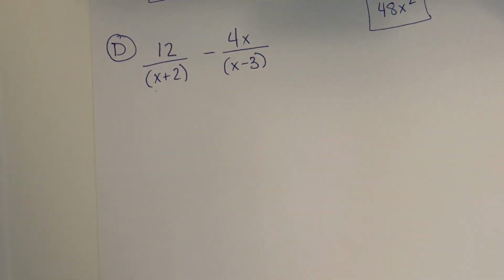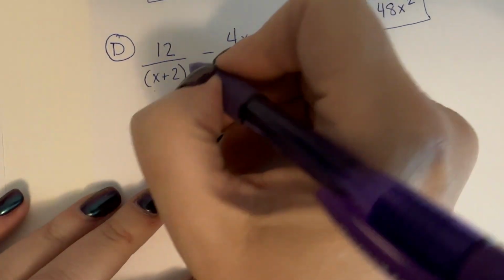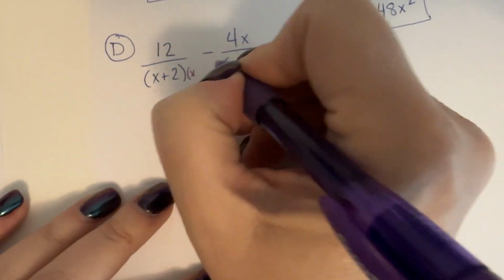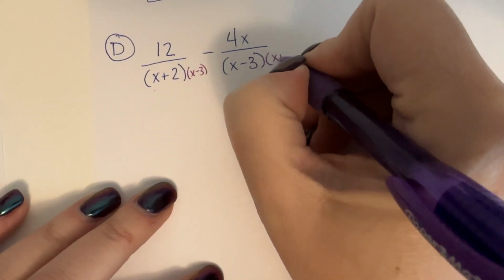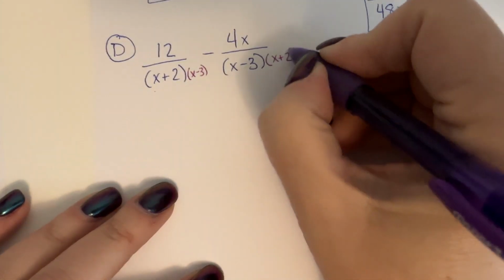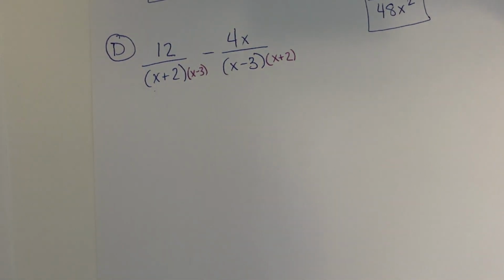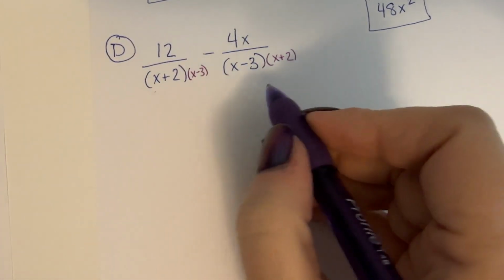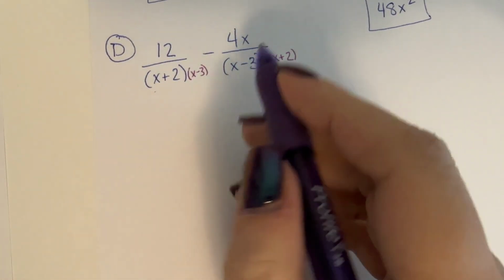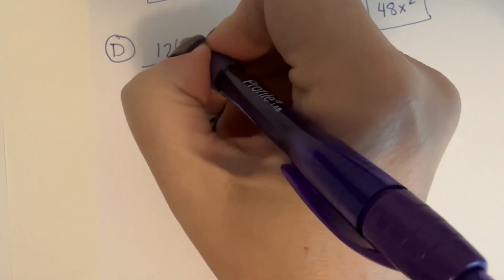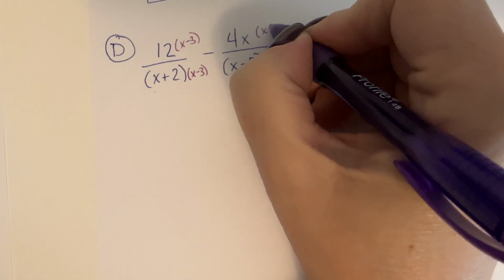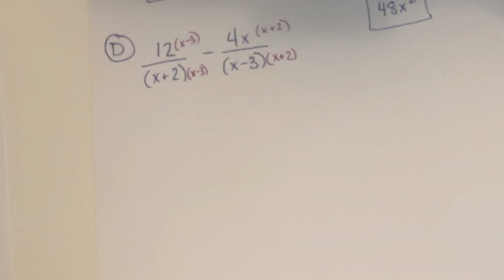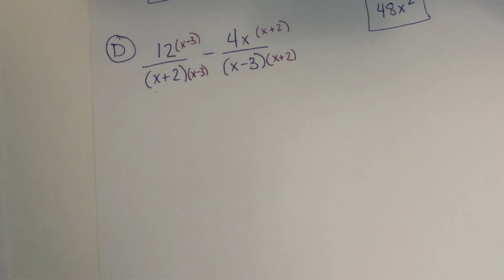So if I look at these two problems, the left side needs an x minus 3, and the right side needs an x plus 2. Now, if all you do is do that, you will not have a common denominator. Well, I mean, you'll have a common denominator, but your numerator isn't right. So remember, you got to multiply the top by the same thing. So you'll notice I'm doing the same thing on the top and the bottom.